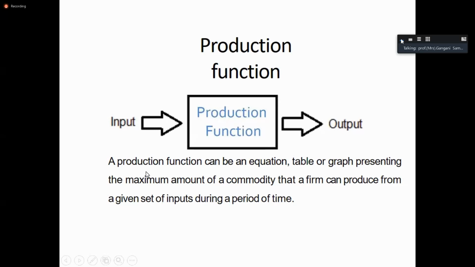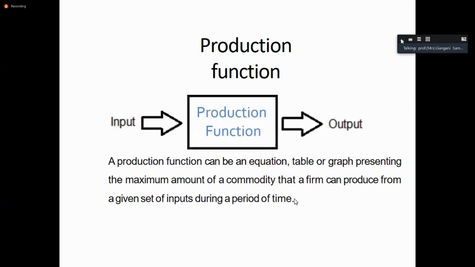So production function may be an equation, or maybe a table or graph, presenting the maximum amount of a commodity that a firm can produce from a given set of inputs during a period of time.